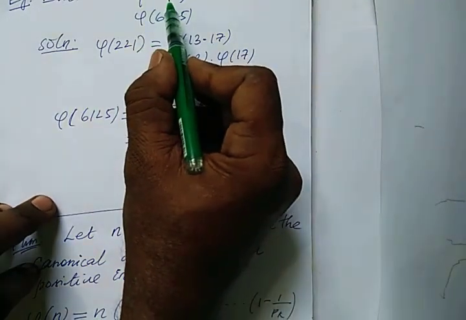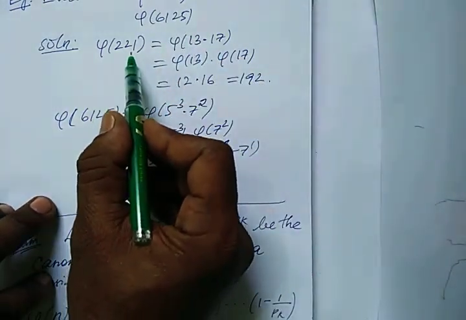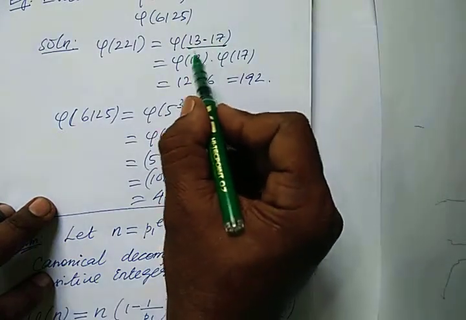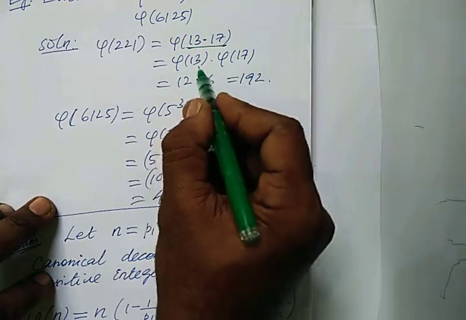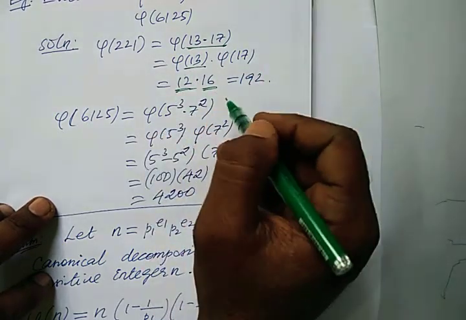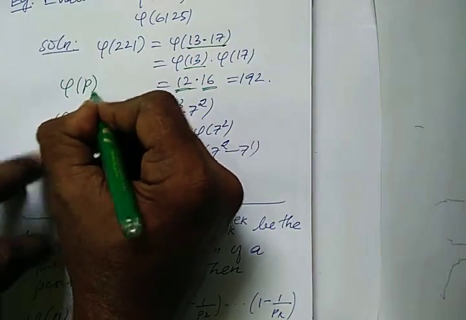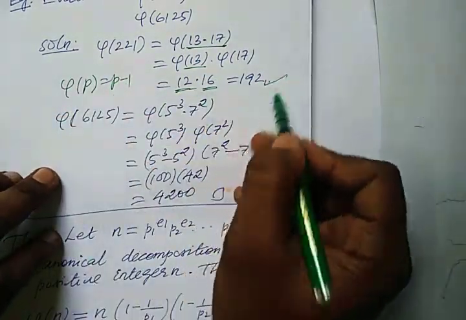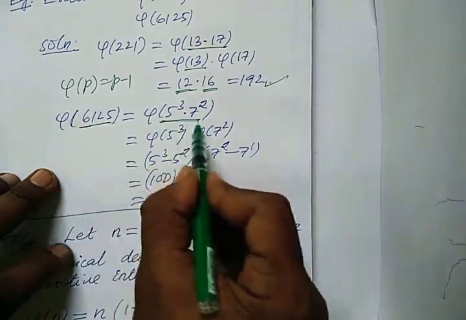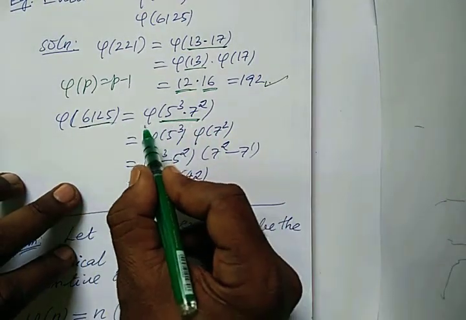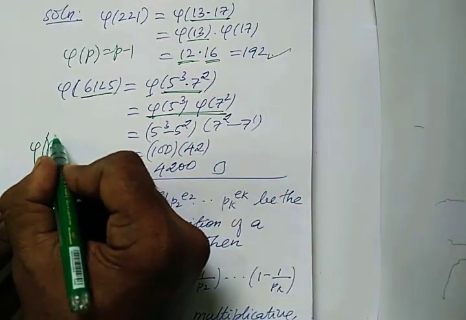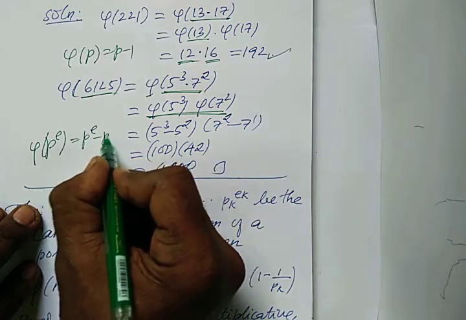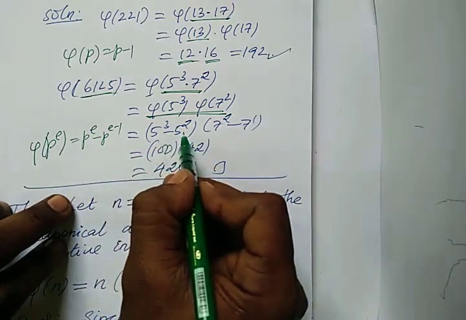Evaluate phi of 221 and this one. 221 can be written as 13 times 17. Phi is multiplicative, as we just saw. So phi of 13 into phi of 17. Phi of 13 is 12, phi of 17 is 16, because phi of any prime number is p minus 1. So simply the product. This other number can be written like this, and since phi is multiplicative, we get this line. And what is phi of p power e? This is p power e minus p power e minus 1. So 5 cube minus 5 square, 7 square minus 7. So we get this answer.